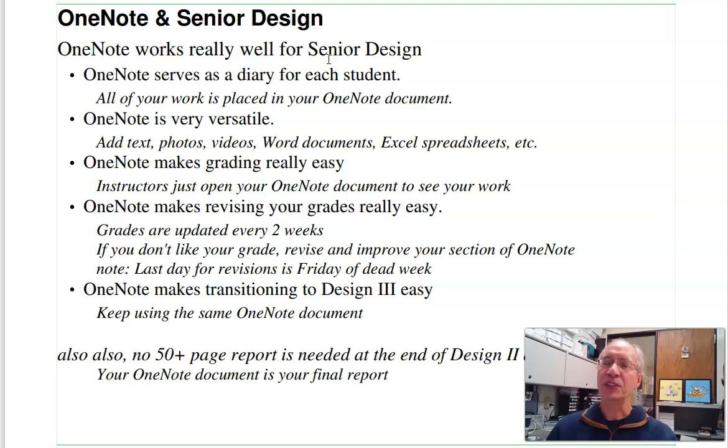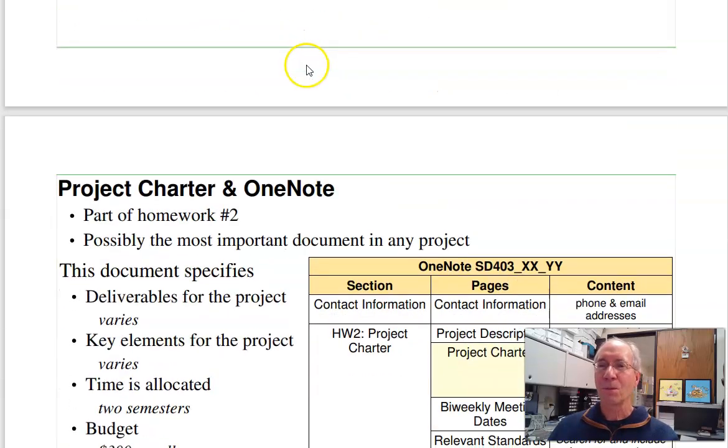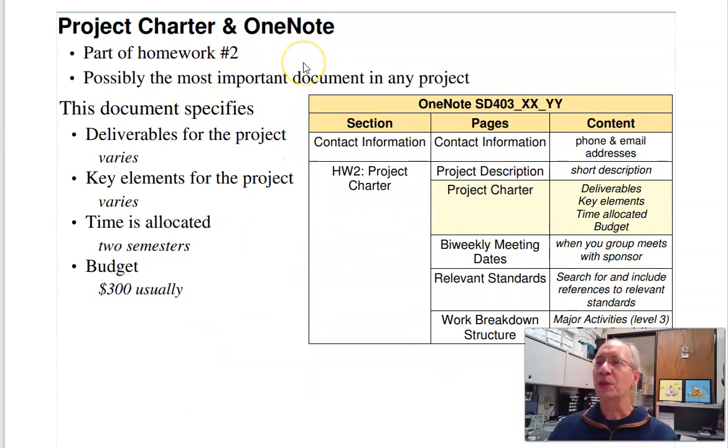Also, OneNote makes transitioning to Design 3 really easy. You just take your OneNote document, use the same one when you go to Design 3. All your work is already there. Also, OneNote is a real time saver for you as a student. It used to be that there was a heinous 50-page report due at the end of Design 2 and Design 3. Well, no more. Your OneNote document is basically your final report. So OneNote we're going to be using extensively.